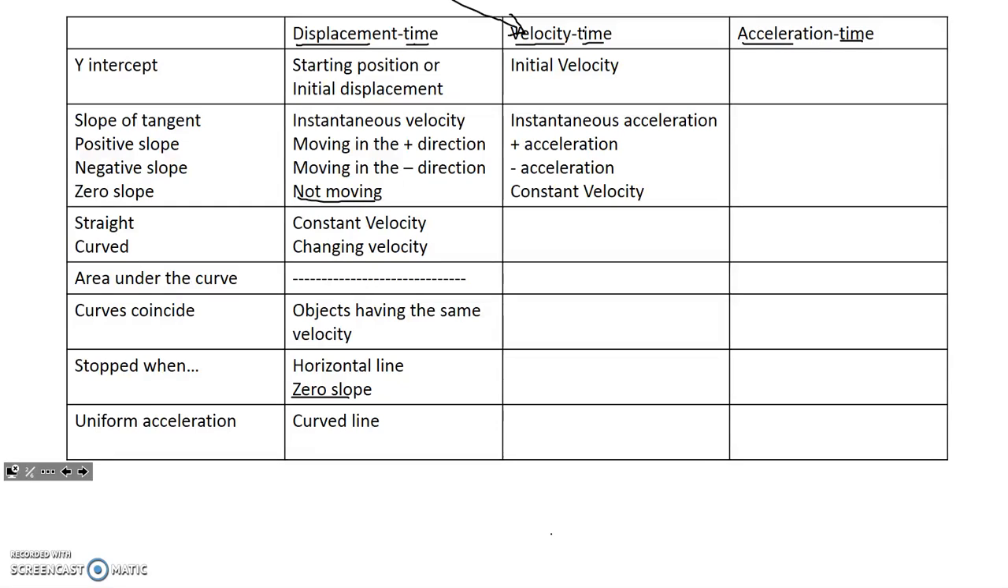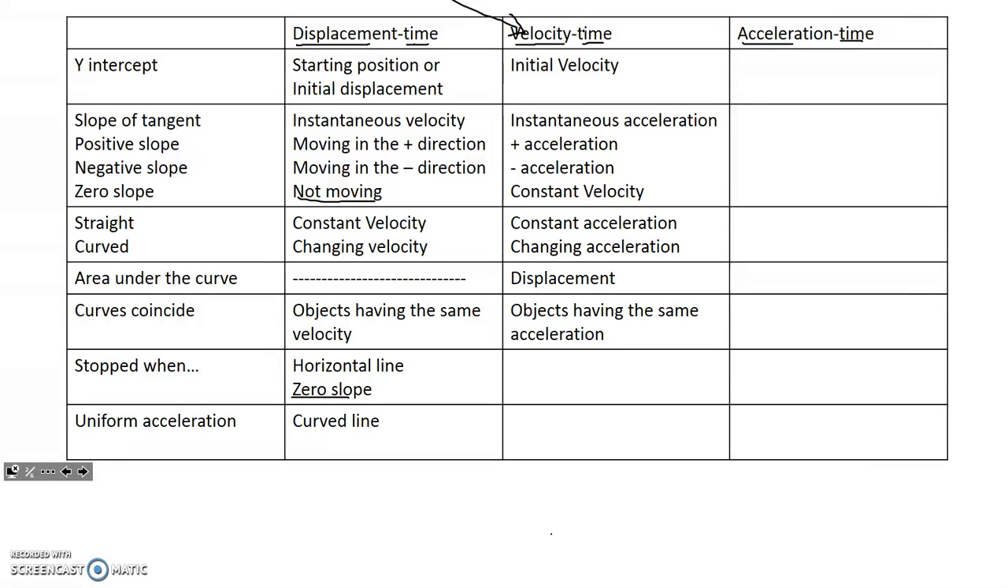Zero slope means constant velocity, cruise control. Not speeding up, not slowing down. A straight velocity versus time line means a constant acceleration, meaning you're speeding up at a constant rate. A curved line is a changing acceleration, and we'll go into those later. They're known as jerks. If we get the area under the curve, and we'll look at these later in the next video, it represents the displacement.